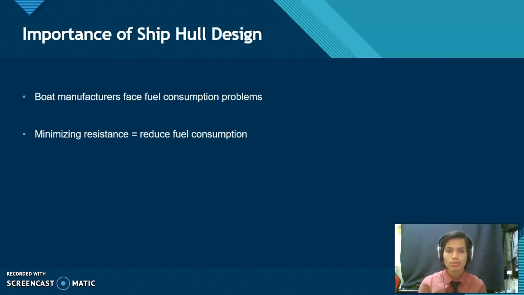Nowadays, boat manufacturers face a problem where their boats or vessels use a high amount of fuel. This problem has led to another problem, which is an increase in carbon dioxide emission. If we were to improve the design of the hull by minimizing the resistance, it actually helps reduce fuel consumption. With the fuel consumption reduced, it will automatically reduce the carbon dioxide emission.